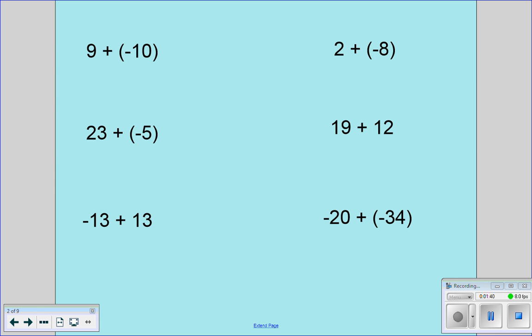19 plus 12. Do I even have to use cats and dogs? No, it's just like adding regular stuff. 19 plus 12. Maddie? 31. And negative 20 plus negative 34. We have all cats in here. Somebody other than Jake? Negative 54. Nice work. Okay, so does everybody kind of remember how this worked yesterday? Yes? Good? Okay.